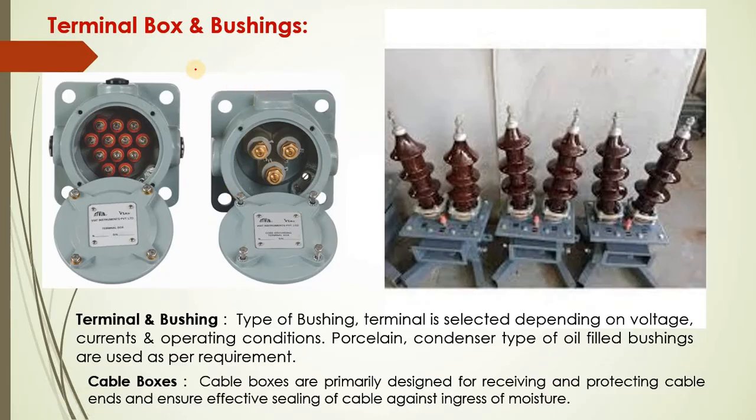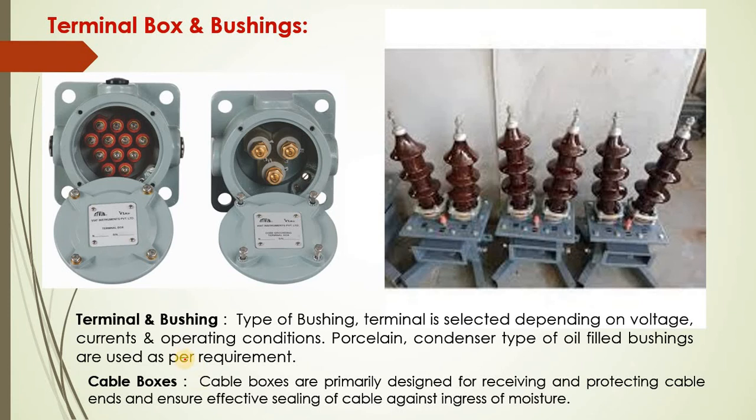Okay, next is the terminal box and bushing. So this is the terminal box, and here this is the bushing. Okay, so terminals and bushing. Types of bushing: the terminal is selected depending upon the voltage, current, and operating condition. Porcelain, condenser, and oil-filled type bushings are used as per the requirement.